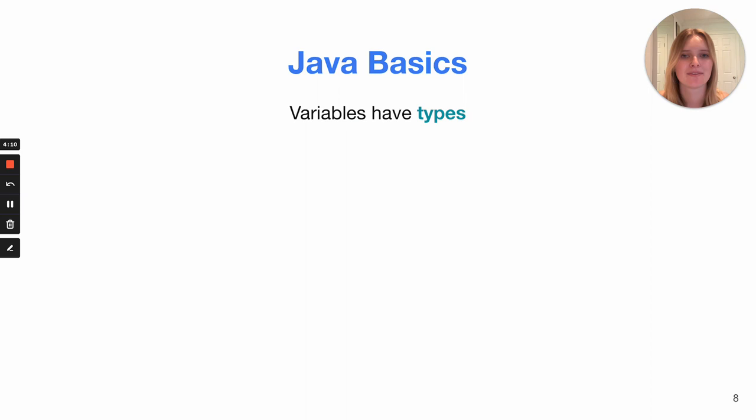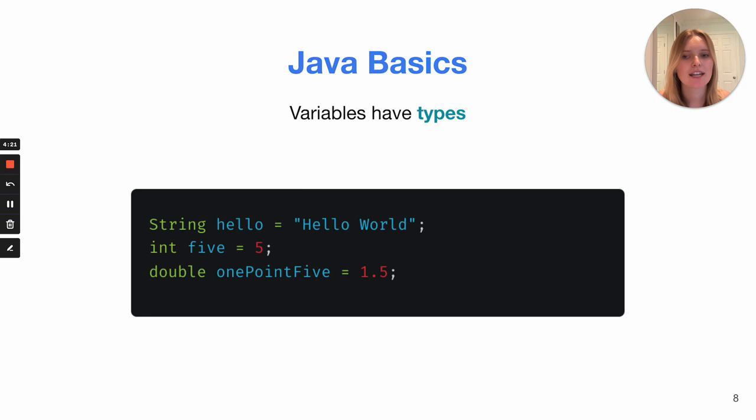Here is an example of a for each loop with an array. And this is pretty key to Java, is that variables have types, and they are typed when they are declared. So if we create a new variable to represent a string or 5 or 1.5, then we really need to be declaring the type of the variable before use. So here you can see that we have the type of the variable before the variable name when we declare it.